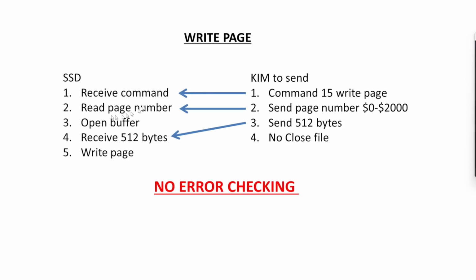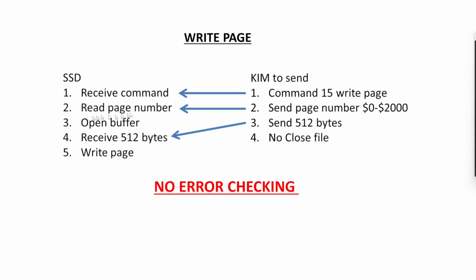So solid state drive receives that, what page number you want to write. So you've got your page number you send, and then it creates a buffer, 512 byte buffer in memory, and you send it 512 bytes. Once it's received those 512 bytes, it then writes that page. And that's it. So if you pick the wrong page number, you shouldn't write anything to the first 16 pages, because if you do, you'll totally corrupt everything.